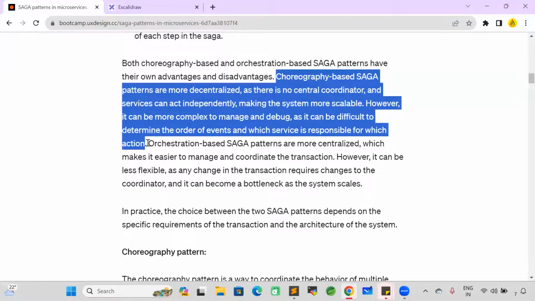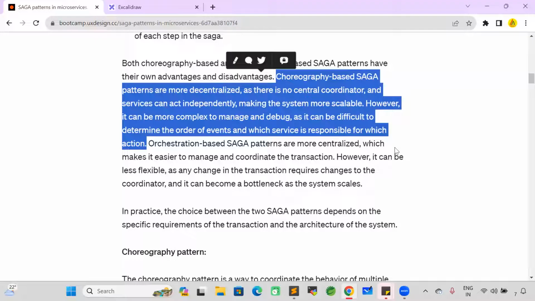Choreography based SAGA patterns are more decentralized. There is no coordinator to control the actions. There is no central coordinator. Every service can work independently, making the system more scalable. However, it can be more complex to manage and debug as it can be difficult to determine the order of events and which service is responsible for which action. So every service can work independently. They can publish the event, they can subscribe to the event. There is no coordinator who will coordinate that work.